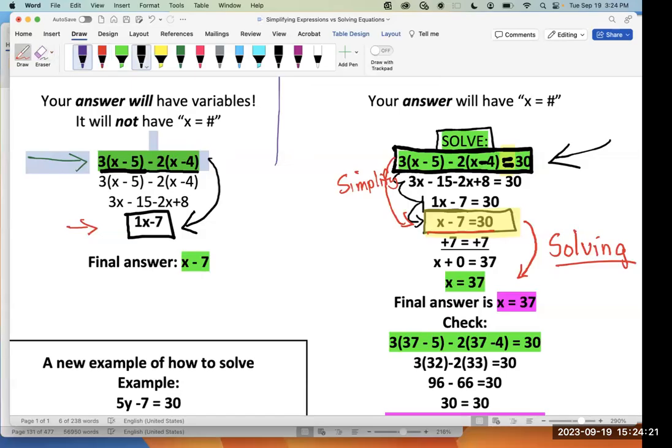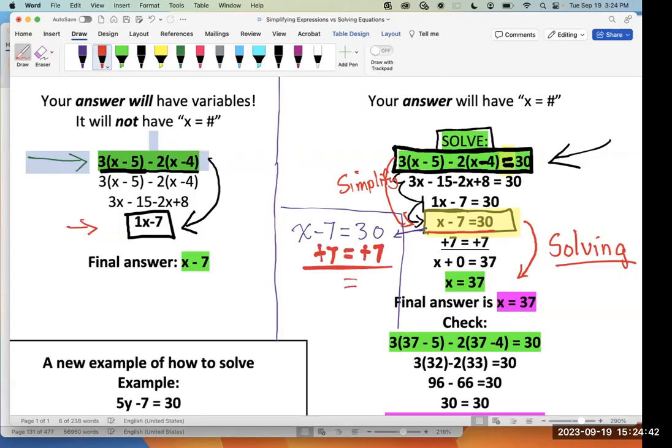How I choose what I'm going to do is I choose whatever's going to make life easier. So I'm going to rewrite this over here. I have x minus 7 is the same thing as 30. I want x by itself. What's blocking my goal is a minus 7. So I choose to add 7 to both sides of the equation. Keep the equal sign in the middle, keep it lined up. 30 plus 7 becomes 37. X minus 7 plus 7 becomes x plus 0. Well, x plus 0 is just x. So x is 37. This is the solution.